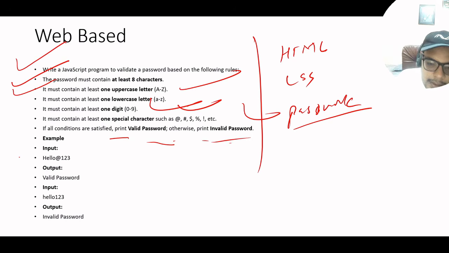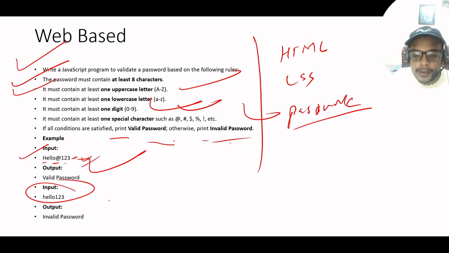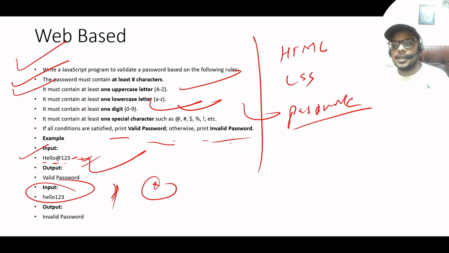So for example, this is a valid password. Why? Because the length is 8 characters or more than 8 characters. One lowercase letter is there, capital is there, special character is there, and digits are there. Okay, and a special symbol. So this is valid. But this is not valid because uppercase letter is not there, special symbol is not there. So these are the reasons. So this was the web-based question which they asked.